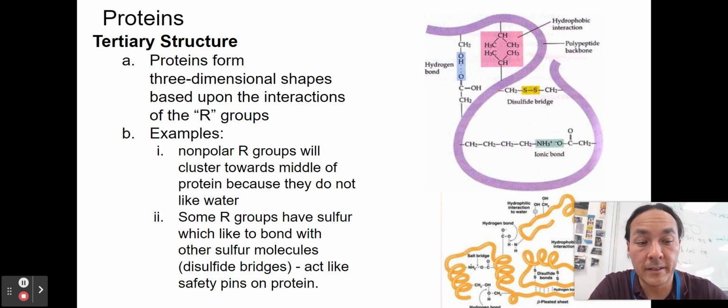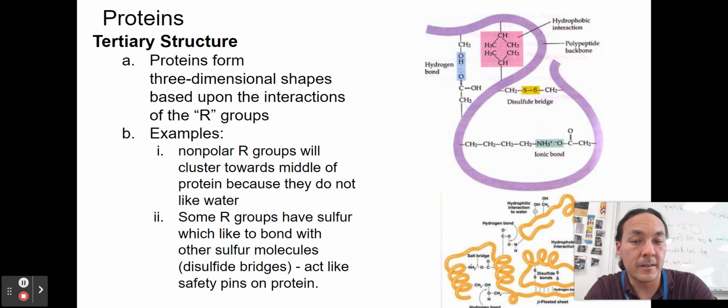Tertiary structure is what we did in the hallway. So that's the R groups. Some R groups will want to be on the outside of the protein, and some R groups will want to be on the inside.